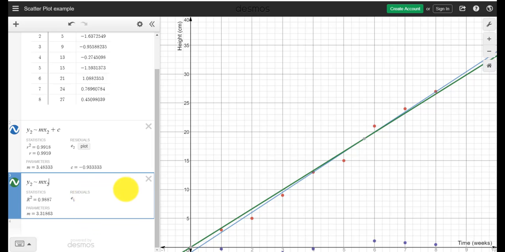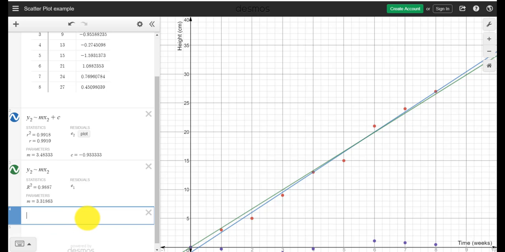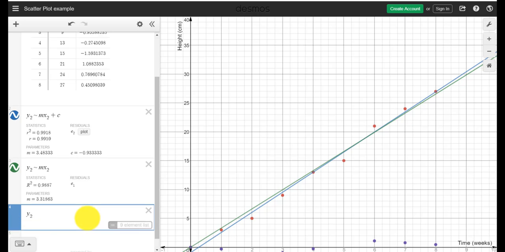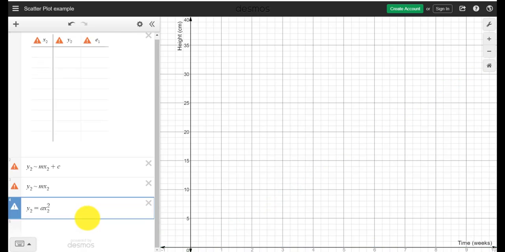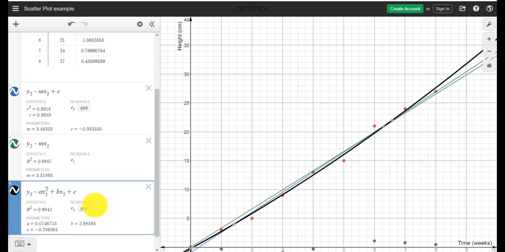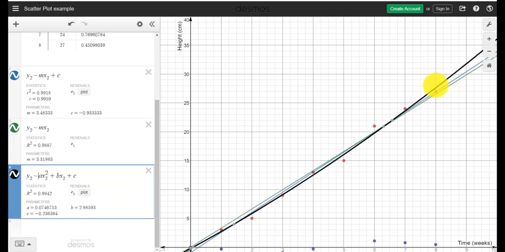So there we have it. Sketching on Desmos and doing a regression analysis on Desmos. You can do a regression analysis for lots of different functions. So for example, I could do y2 is equal to ax2 squared plus bx2 plus c, and I don't want an equal sign, I want a tilde sign, and it'll actually do that. That black line there is a quadratic regression analysis. And the R-squared is actually better. So quadratic models this data better, technically, than the linear function.